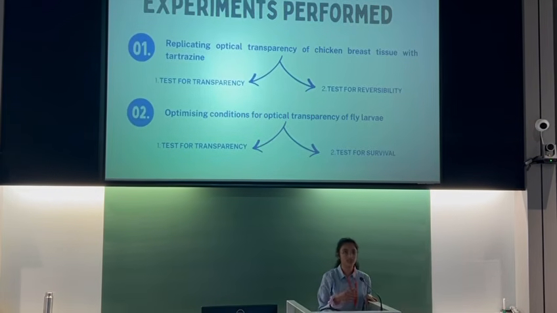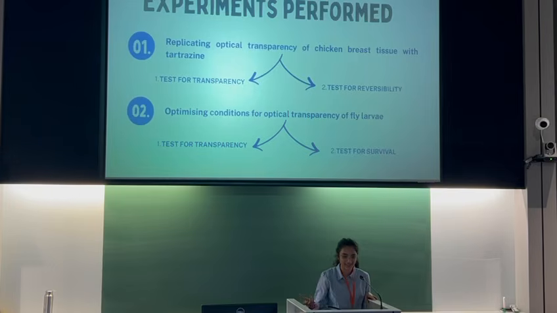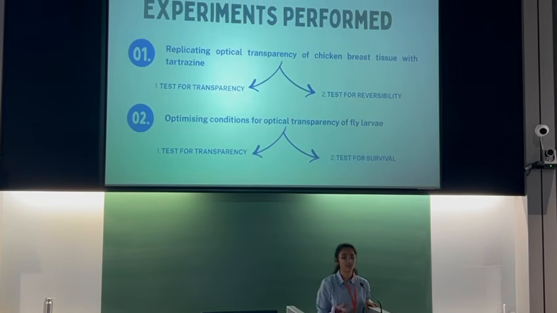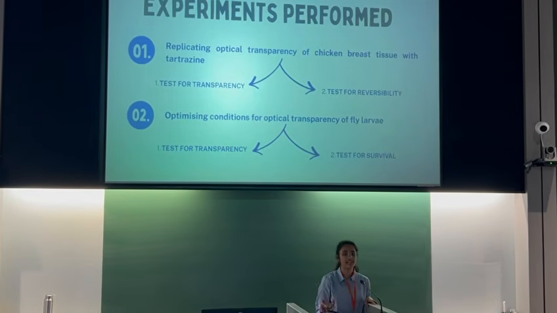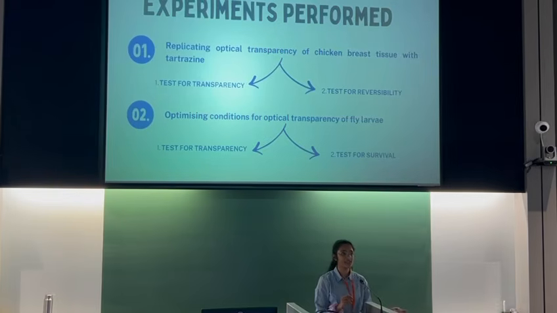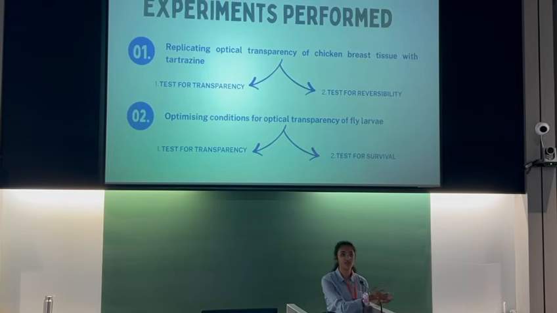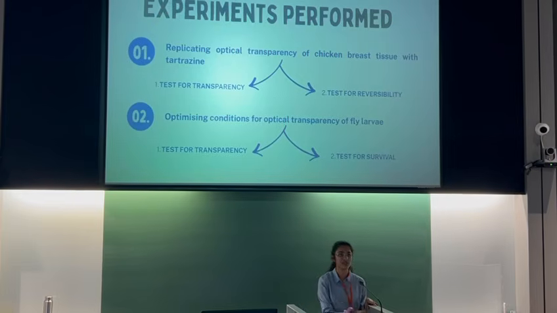And the second bit, which is in my opinion the more interesting bit, is to optimize the conditions for optical transparency of fly larvae. So we tested for both transparency and different concentrations and durations of exposure, and for survival when exposed to different concentrations of tartrazine.